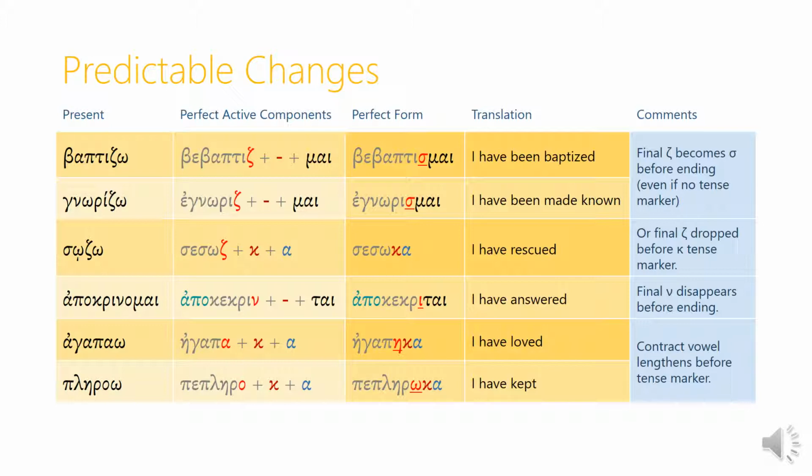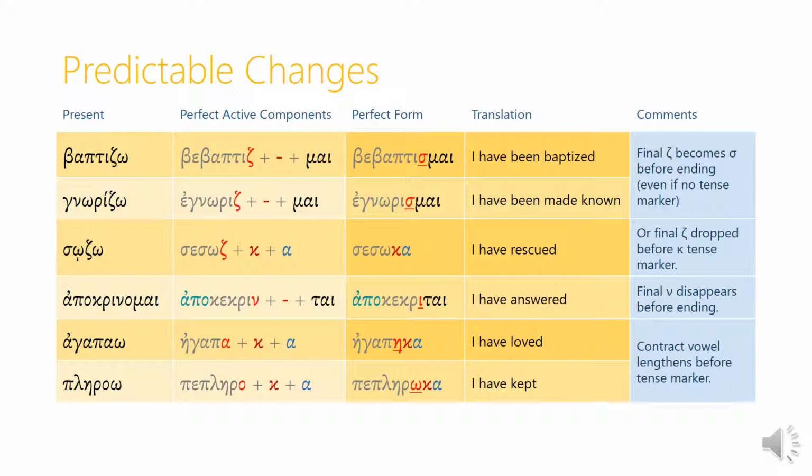With liquid stems, though, often in the middle, that final liquid consonant will disappear. So apokrinomai, with the liquid consonant nu at the end of the stem, krin, we have the perfect active stem apokekrin, no tense marker, no connecting vowel, but we add the tai middle passive ending on there, and the nu drops out, so we just end up with apokekritai, I have answered.